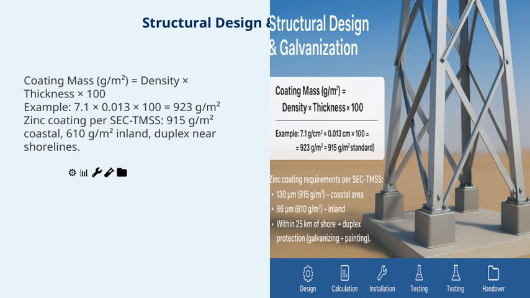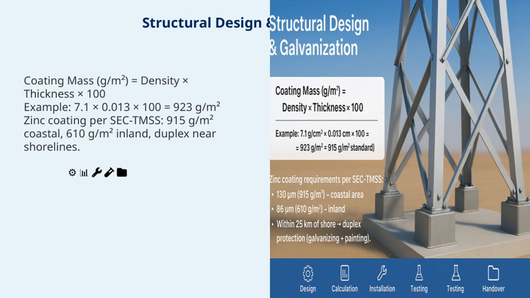According to the SEC TMSS standards, zinc coating levels vary depending on the environment. For coastal areas, the zinc coating is about 915 grams per square meter, whereas inland areas typically see around 610 grams per square meter. And interestingly, near shorelines, a duplex coating system is often used, which combines galvanization with additional protective layers for enhanced durability. So, understanding these coating specifications helps us design structures that are not only strong, but also resistant to the harsh environmental conditions they face.